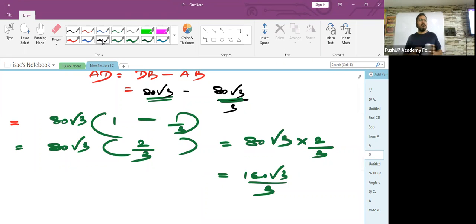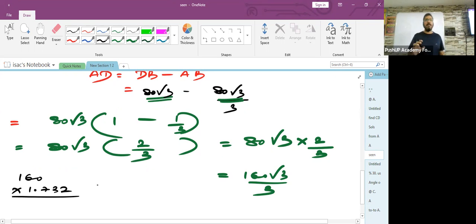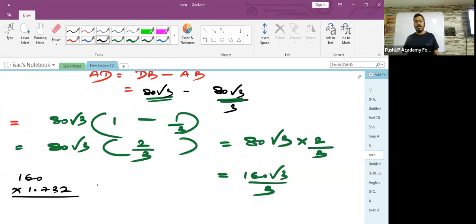All right. Now, first of all, find 160√3. That is 160 into 1.732. Find the answer correct to 3 decimal places, and then divide it by 3. Can you do it? Yeah, 92.37 is the final answer. All right. Will you do this division and multiplication? Offline students, do it right away. Online students, send me the answer.